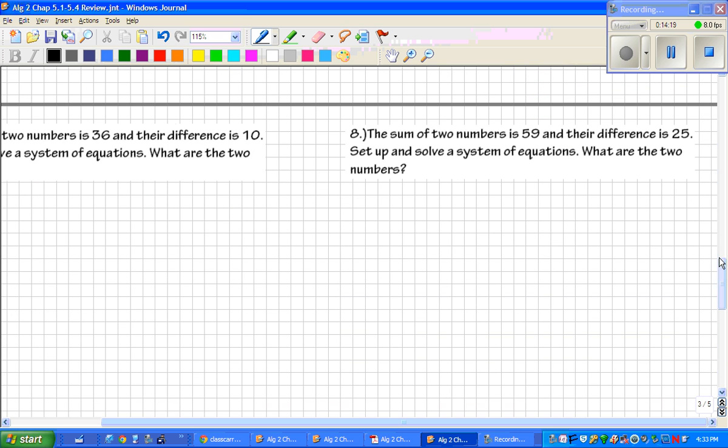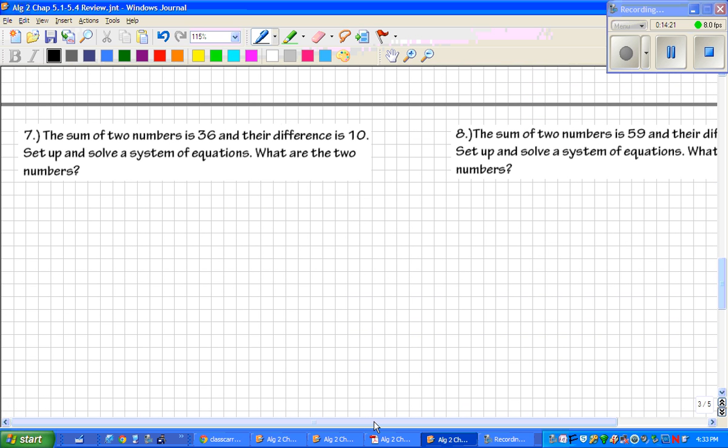All right, only a couple more. The sum of two numbers. So the sum, that's telling us that we need to add two numbers, which are going to be x and y, is 36. So x plus y is 36. Okay, their difference, which means subtraction, is 10. So their difference is 10.